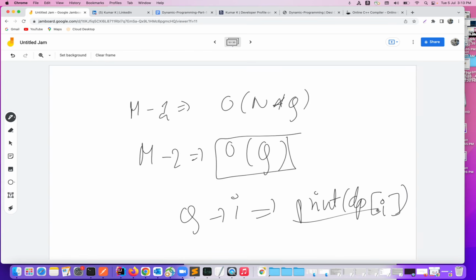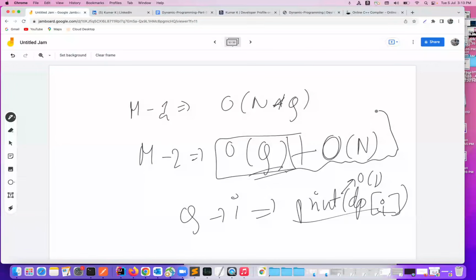Print dp of I, and just printing dp of I just takes O of 1 time. So for Q queries, it takes O of Q time. But there is a catch. We also require extra O of n time. Now you may ask, why do we require O of n time extra? We require this O of n time to calculate the values from dp of 1 to dp of n.